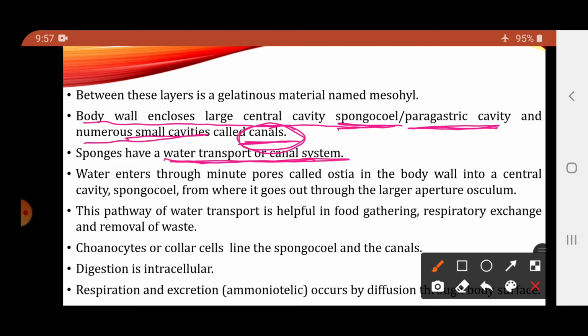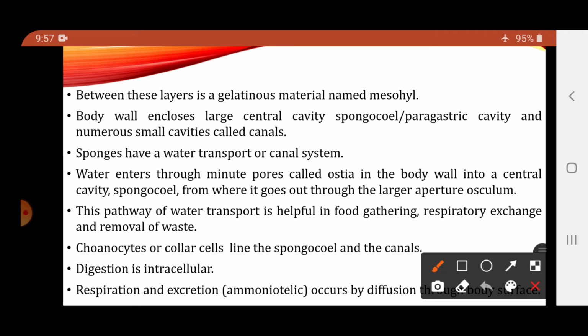This is very important. This is a unique feature of the sponges, that is, the water transport or canal system. Now, initially I told you their body has pores. Small pores are called ostia, and there is a single large opening called the osculum. So now what is this canal system, or this water transport system? Here water enters the body through the minute pores called ostia in the body wall into a central cavity called the spongocoel.